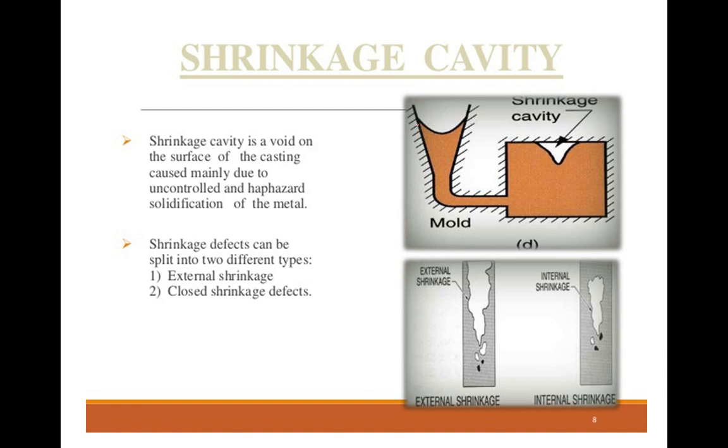Shrinkage cavity, because of the molten metal property. Shrinkage cavity is a void on the surface of the casting, caused mainly due to uncontrolled and haphazard solidification of the metal. The molten metal comes from this sprue, passes through the runner, and fills this mold cavity. But due to solidification of the metal, some portion will be left, and this is called a shrinkage cavity. After filling, this portion will shrink and a void will remain, some open space. This is called a shrinkage defect. A shrinkage defect may be external, or it may be internal.